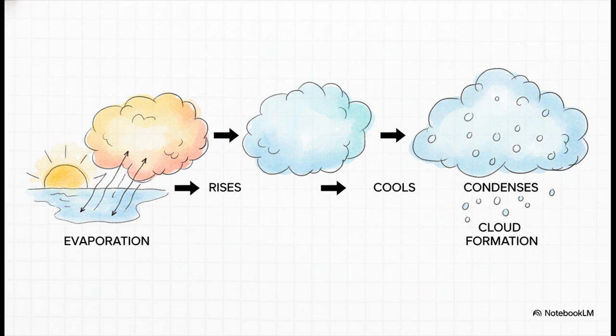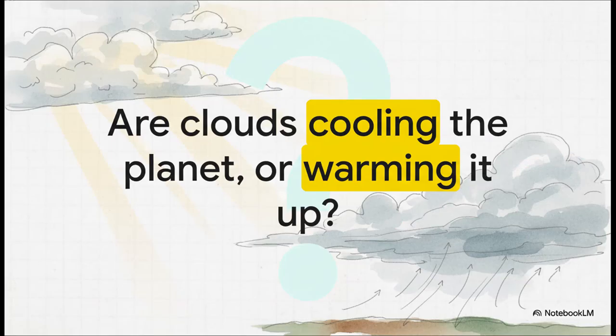So if you remember just one thing from all this, let it be this simple little process. Warm, wet air goes up. As it goes up, it gets cold. And as it gets cold, that invisible water vapor turns into visible cloud droplets. Rise, cool, condense. That's the whole magic trick. Evaporation, cooling, and condensation.